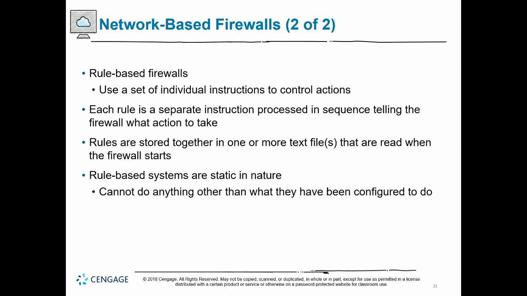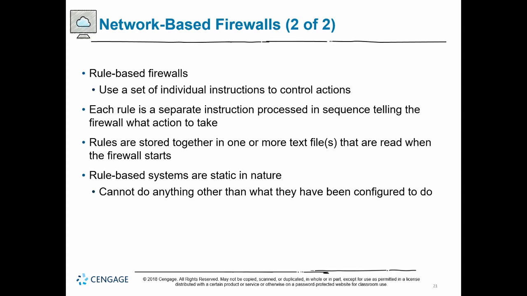Rule-based firewalls use a set of individual instructions to control actions. Each rule is a separate instruction processed in a sequence, telling the firewall what action to take. It goes by sequential order.